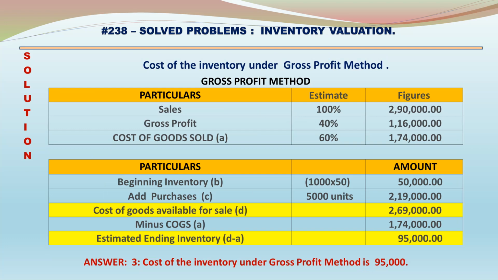Cost of the inventory under gross profit method. Gross profit method. Particulars, estimated figures. Sales 100%, 290,000. Gross profit 40%, 116,000. Cost of goods sold 174,000: 290,000 minus 116,000 is 174,000. Beginning inventory 50,000. Purchases 219,000. Cost of goods available for sale 269,000 minus cost of goods sold 174,000. Estimated ending inventory 95,000. Answer 3. Cost of the inventory under gross profit method is 95,000.